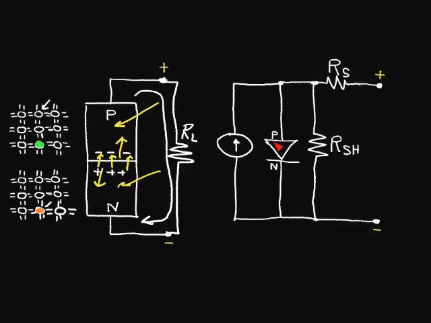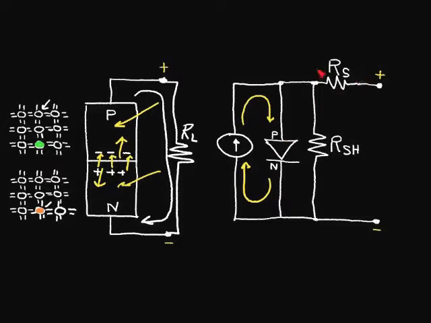This symbol here is the diode symbol. This is the P side of the diode, and this is the N side of the diode. So this part of the diode is this P region. This part of the diode is this N region. Now when light hits this solar cell, we model that by current, which is this current source here. And as the light increases, more and more current flows into this path.